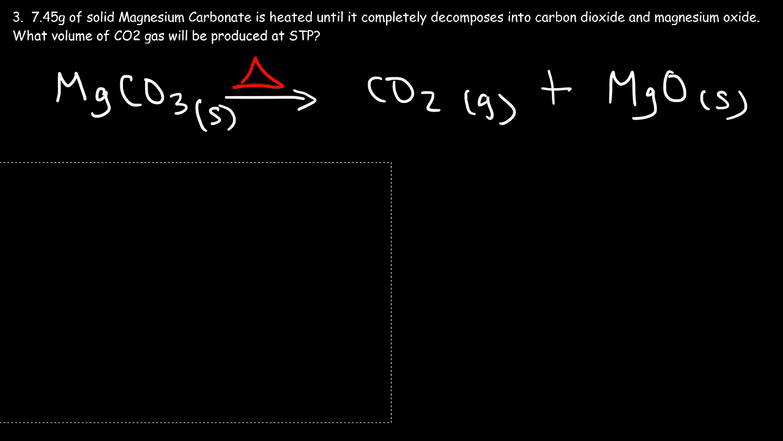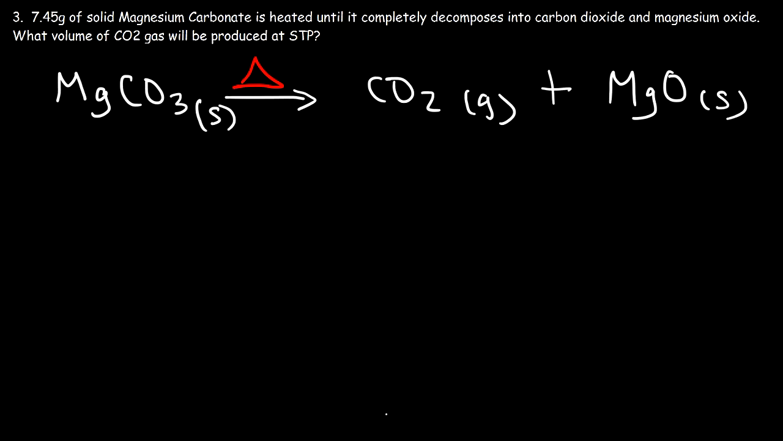So that's the chemical equation. It's already balanced. We don't need to do anything to it. So now, how can we find the answer? We're given the mass of magnesium carbonate, and we need to calculate the volume of CO2 gas at STP.